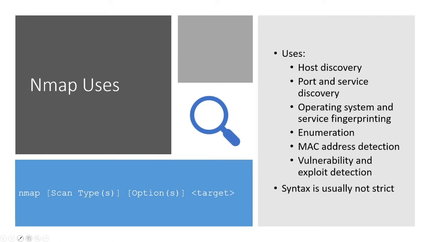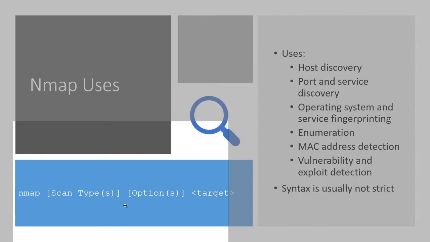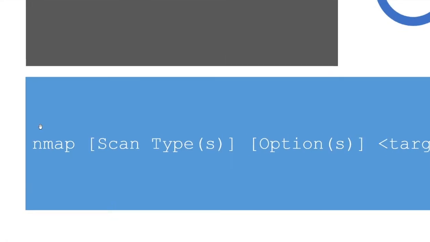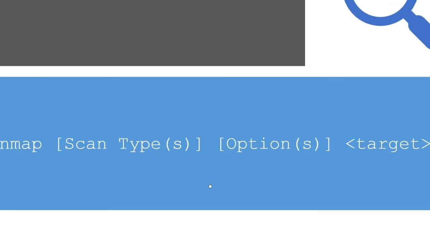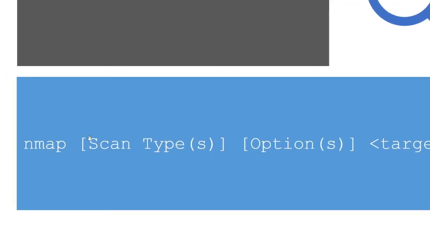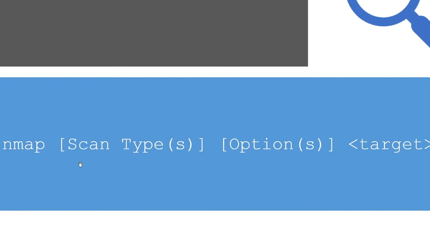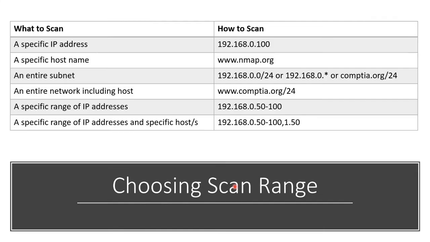So we saw that Nmap, in its very simplest, you say Nmap and then some target. When you see the angle brackets, that's a requirement. And then if you want, you can optionally specify the scan type or scan types and the options. I found that with Nmap, only the word Nmap has to be in the beginning. The types and the options and the target can be switched around so long as you're clear as to what you're talking about. So here's the first thing, choosing a scan range.